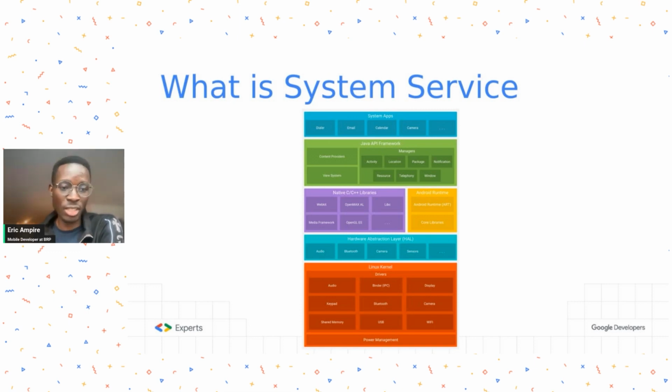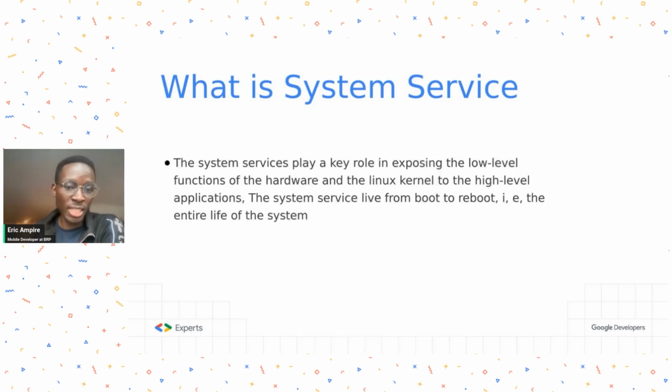In such a situation, we need to create our own system service that will provide a set of APIs to the end user, to the developer especially, so that we can have access to those particular APIs in our application. So basically, a system service plays a key role in exposing the low-level functions of the hardware, for example in the Linux kernel, to the high level. It's basically the thing that I have just explained.